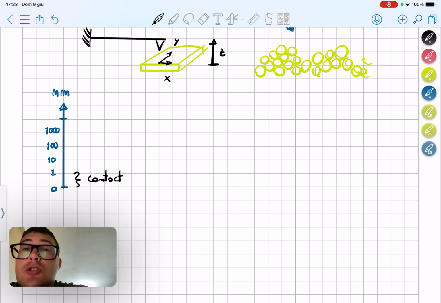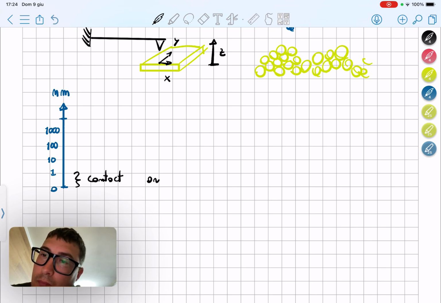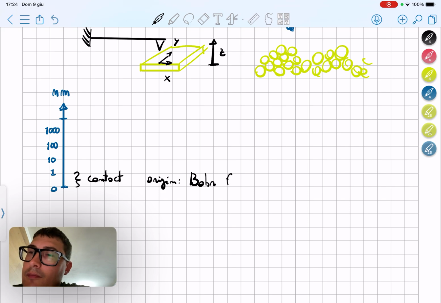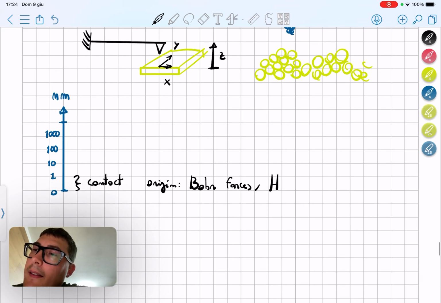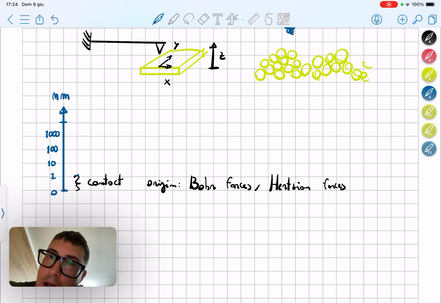There are strong repulsive forces in this case, and the origin of such repulsive forces is essentially Born forces and Hertzian forces. In a second range, which goes from 1 nanometer up to 50 nanometers or so, is what we call intermediate contact.